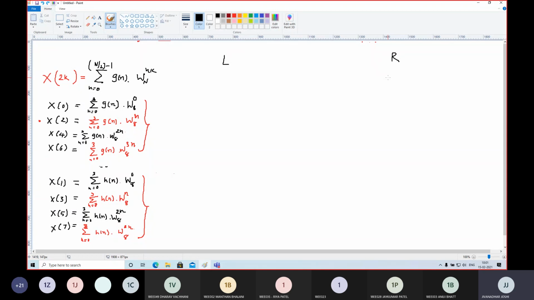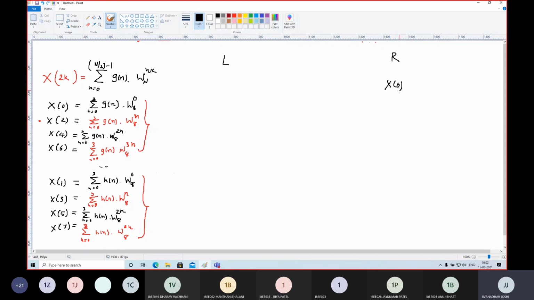Where does bit reverse come and where does the normal pattern come? For the case of decimation in time, I should have the input to be bit reverse. So here I should have the output to be bit reverse in case of decimation in frequency, right? Is it okay? Yes, sir.